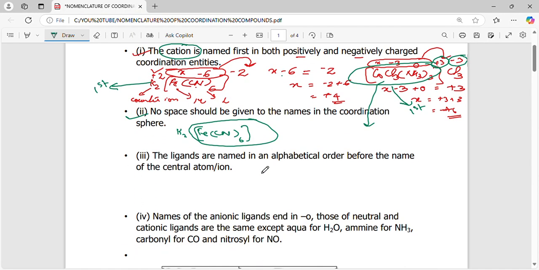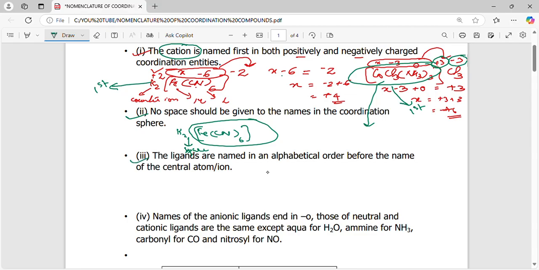But you can give a space between the counter ion and the coordination sphere. In the first example, after writing iron and cyanide, and potassium, I'll tell you the order. Between the potassium and the coordination sphere, you give a space. That space is mandatory, but inside the coordination sphere, there is no need to give space. This is the second rule.